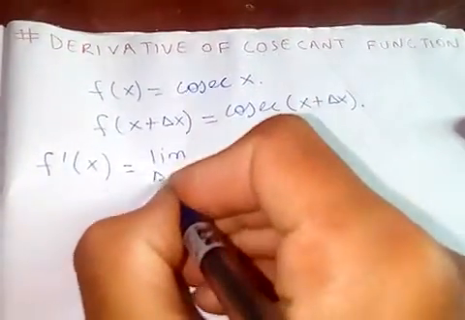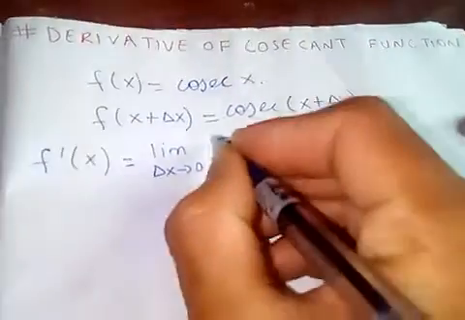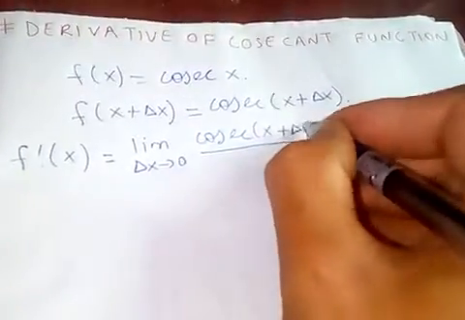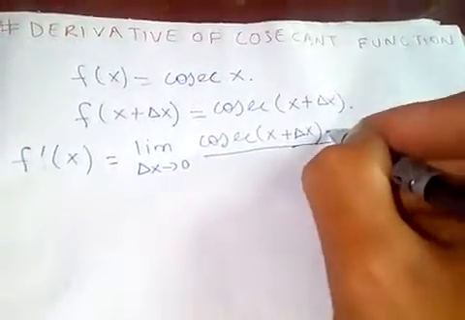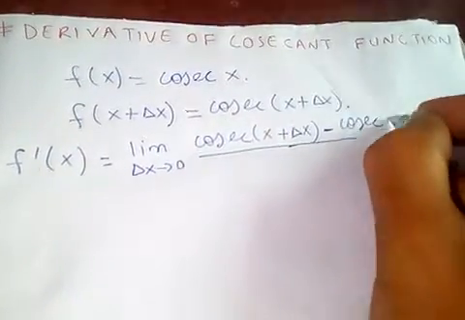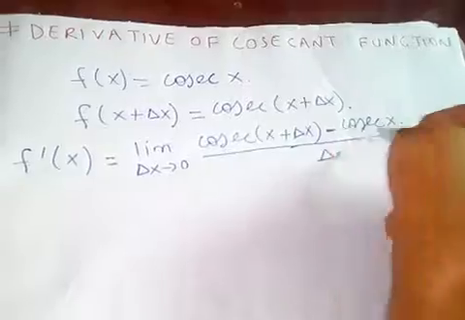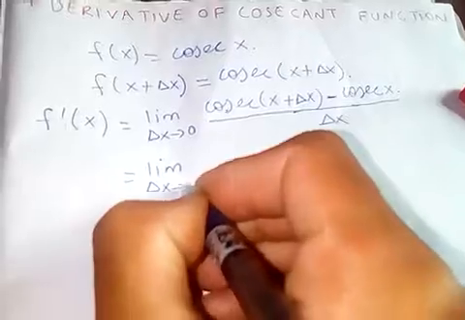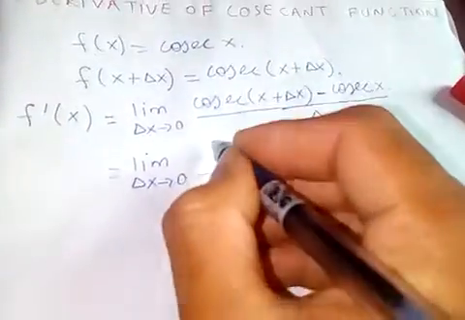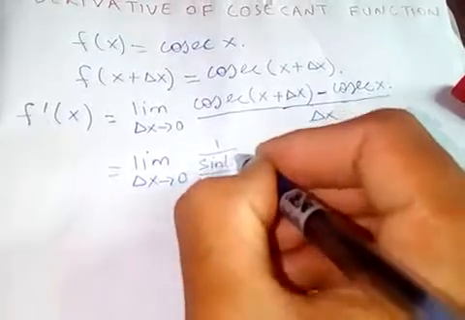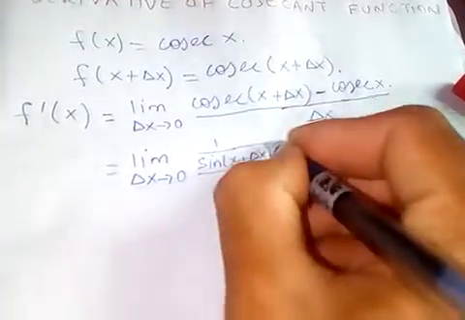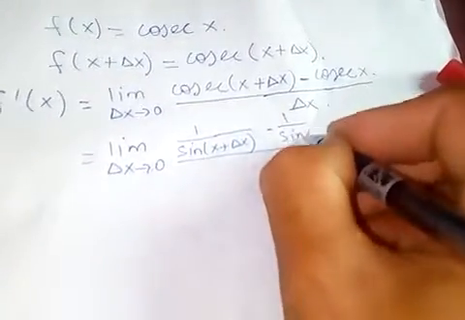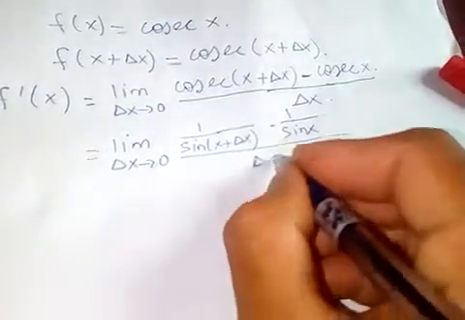It will be limit delta x tends to 0 f of x plus delta x, which is cosec of x plus delta x, minus f of x, which is cosec x, over delta x. And we know cosec is 1 over sine. Minus 1 over cosec x, which means sine x, over delta x.